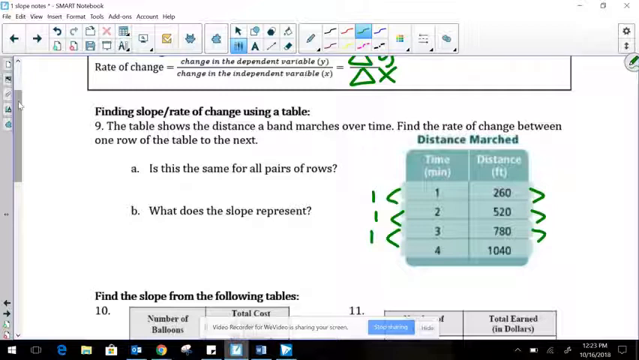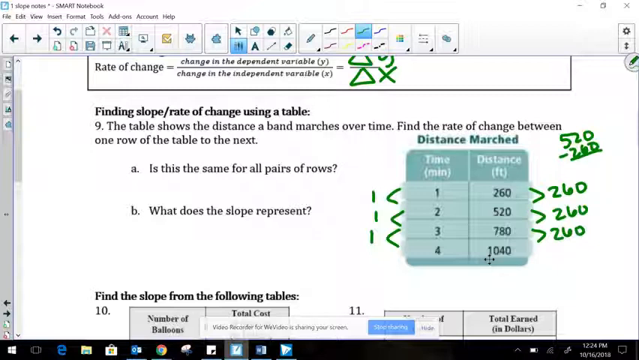Okay, so then I need to figure out, okay, what am I changing by on this right side? So I can do 520 minus 260 to see how much I'm increasing by. That turns out to be 260. Do the same thing for this next row. I'll subtract 780 minus 520. And then I'll do 1040 minus 780.